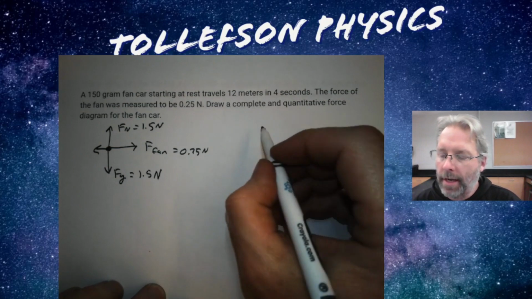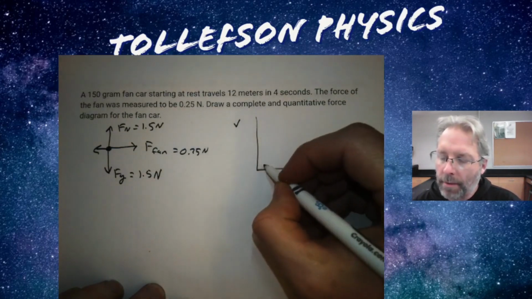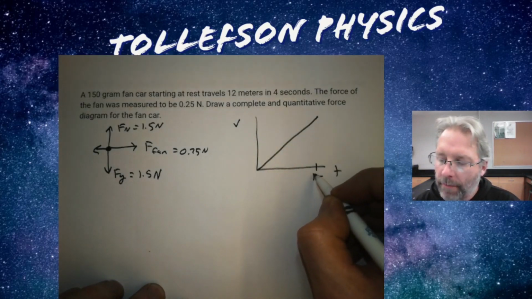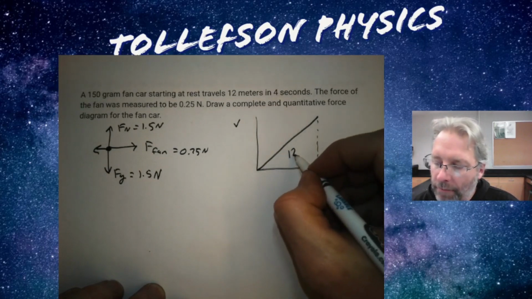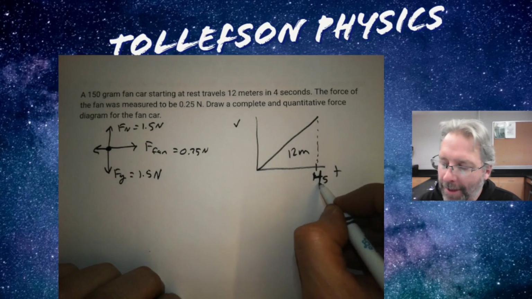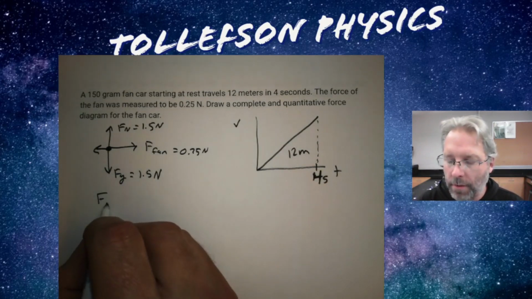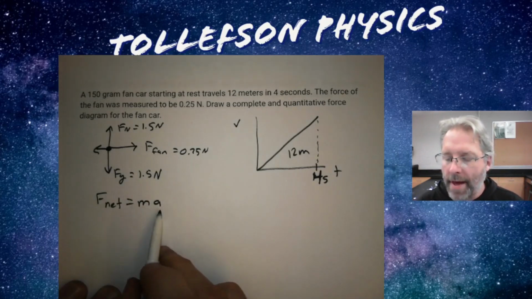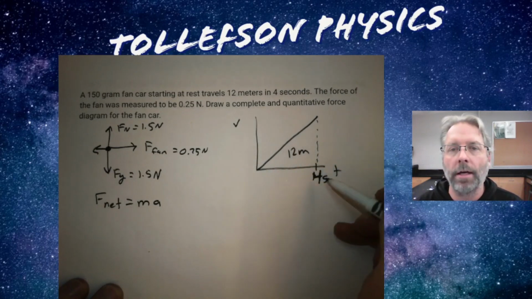I'm going to draw a velocity-time graph for this. I'm starting at rest, and in 4 seconds I travel 12 meters. All right. To figure out what the net force is, I'm going to have to use Newton's second law, F net equals ma. So I know the mass, but I don't know the acceleration, so I need to figure out the acceleration here.